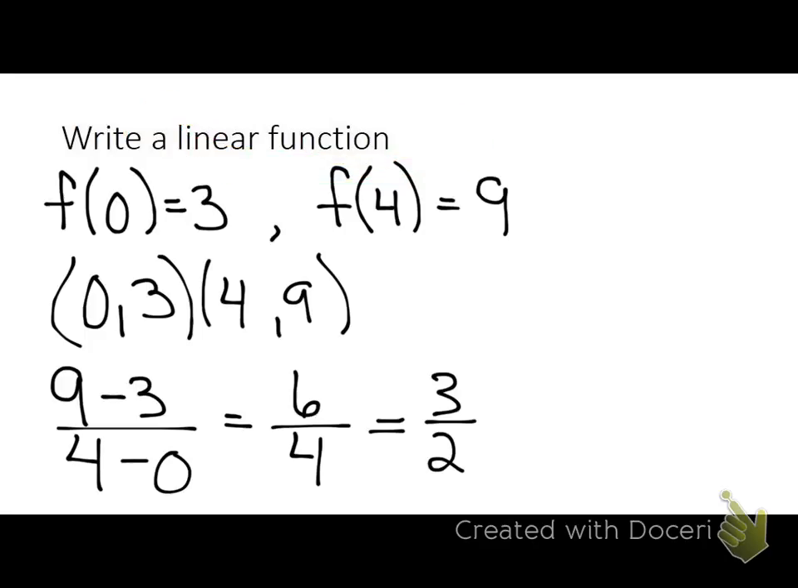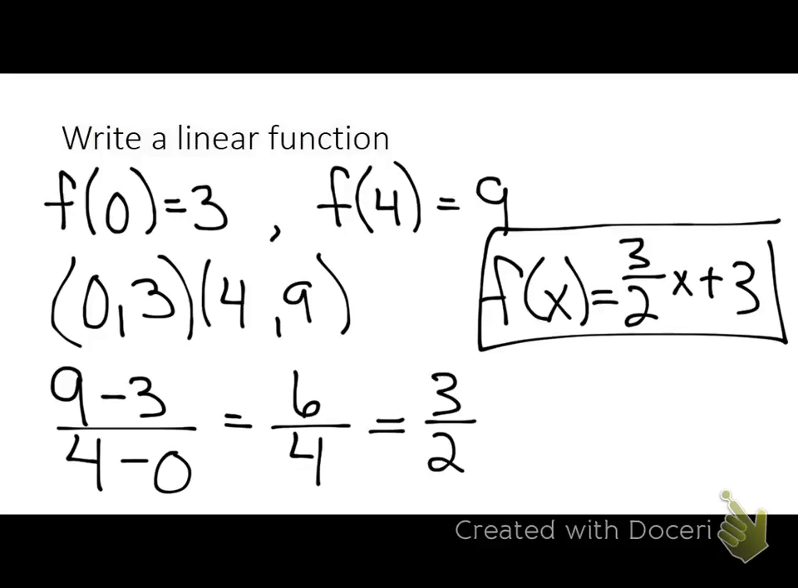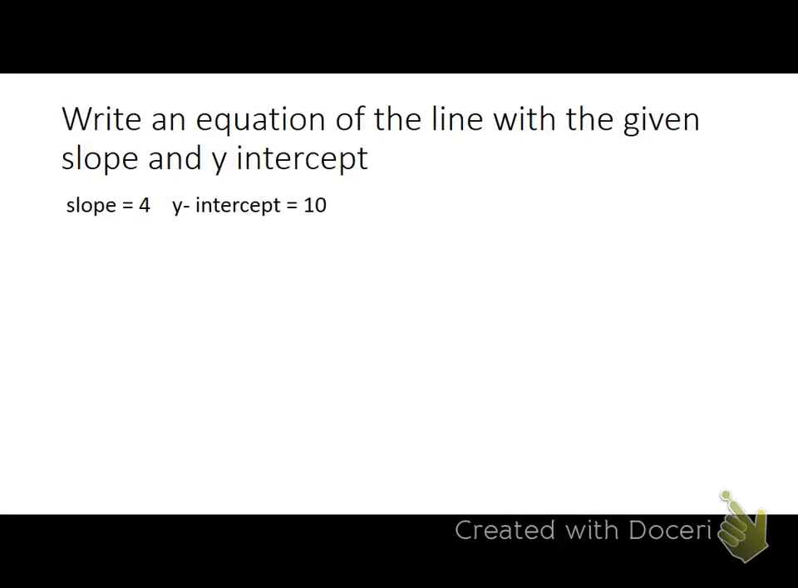So what is it? Is it g of x? How do I know which letter to use? The letters that are in the original. f of x equals 3/2x plus 3. All right, any questions? Writing a linear function that satisfies the given conditions. This is how you do it. All right, now let's see what's next.